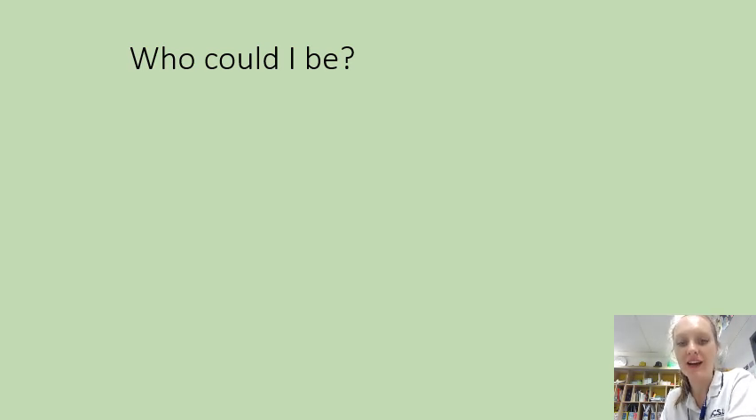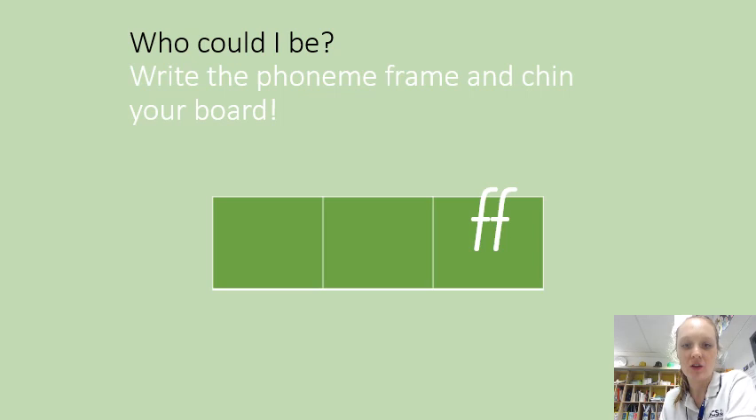All right, write the phoneme frame on your board. Who could I be? Which word could this be? Have a go. It could be a few words, but have a go at what this word could be. I know there has to be a short vowel here, and there has to be something else there. So I'm going to give you a clue: when I'm working on a car, I'm going to get a dent out of a car. That's one word I'm thinking of that would fit the 3 phoneme frames.